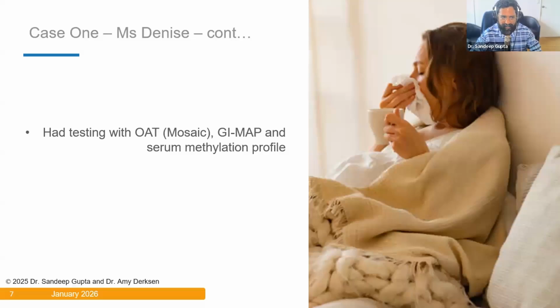So she had been to see a functional medicine practitioner prior to coming to see me, and she had some testing: organic acid testing with Mosaic Labs, GI-MAP, which is a PCR-based microbiome test, and then a serum methylation profile with Doctor's Data. So let's jump right in and have a look at those.